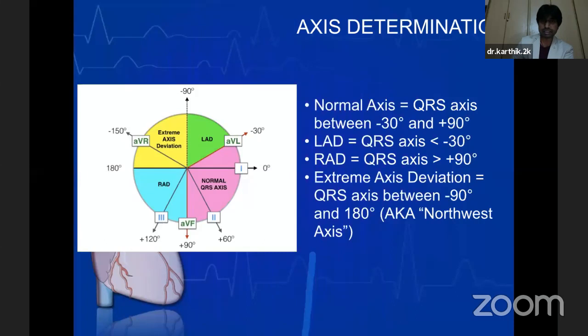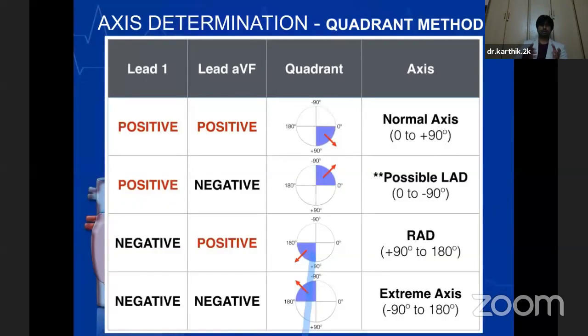You can see that lead 1 is 0 degrees and lead AVF is plus 90 degrees. So we have chosen 2 perpendicular planes of the cardiac axis, and we are using these 2 perpendicular planes to determine the orientation, the electrical axis of the heart, the direction in which the electrical forces are moving. So if lead 1 is predominantly positive, I'll again take you through the illustrations. If lead 1 is predominantly positive and lead AVF is predominantly positive, then the axis is normal, which falls anywhere between 0 to 90 degrees.